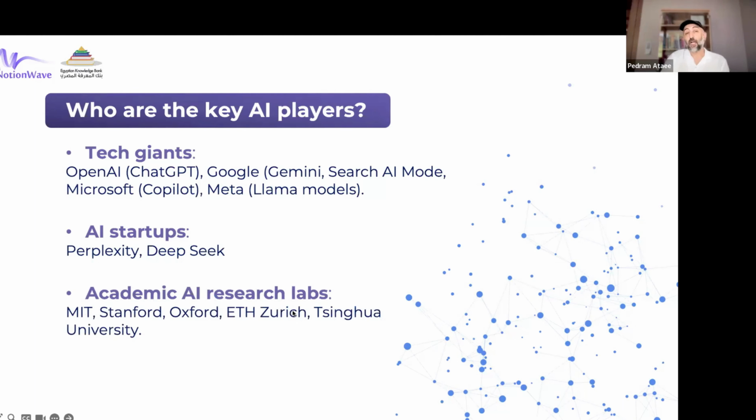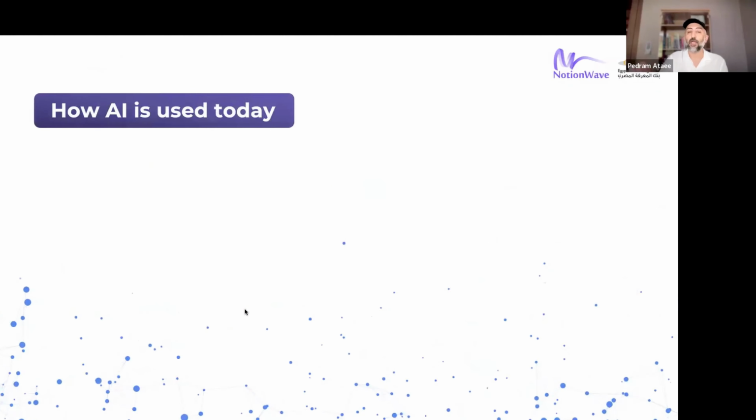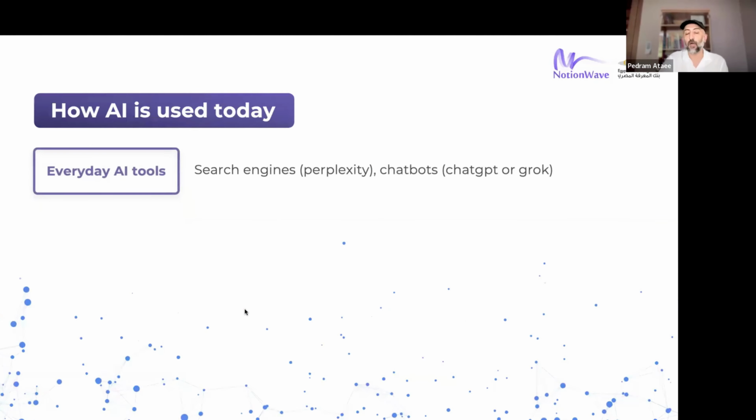There are some other AI research labs in big universities such as MIT or ETH, or Tsinghua, a Chinese university, that are very leading in building AI models. But how is AI used today? All of us use ChatGPT or Grok or Gemini as an everyday tool for a search engine or for some simple questions.